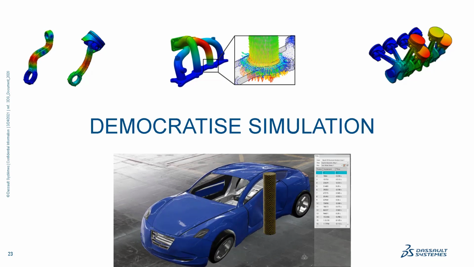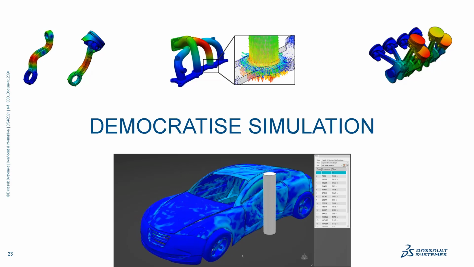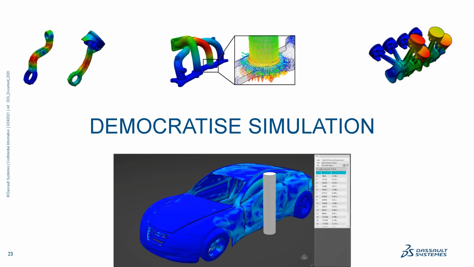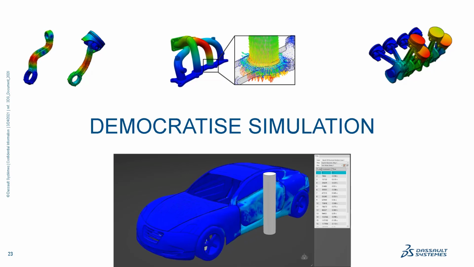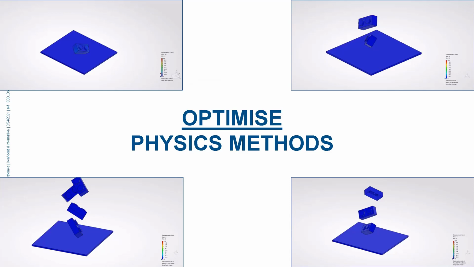But being able to provide these physics methods to users is not just a one-shot fire and forget affair. You need to think about how you're going to optimize these physics methods. So how do we improve them? How do we ensure that they are still the best practice, the best way to do something?